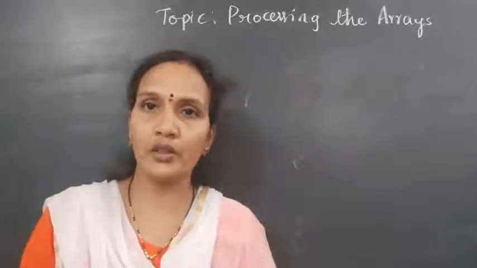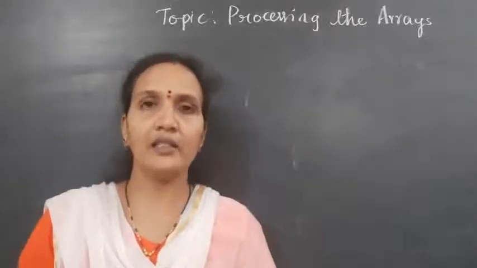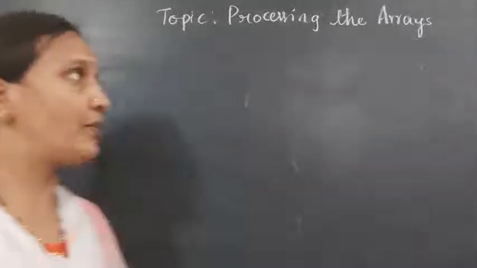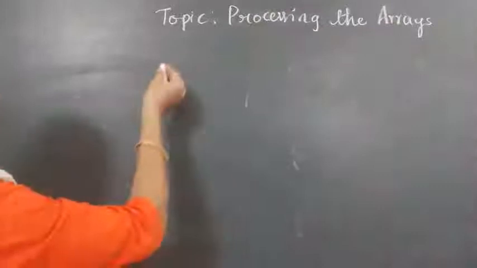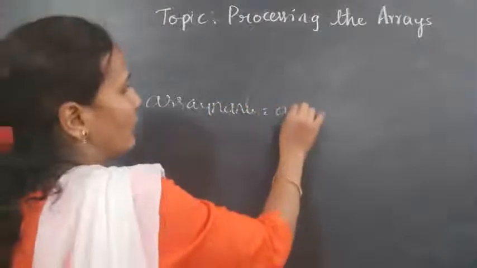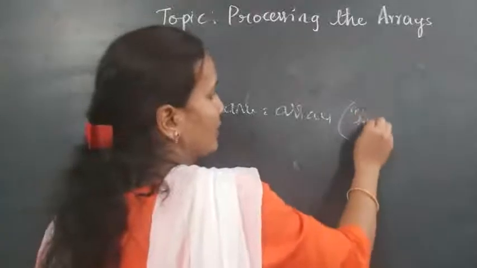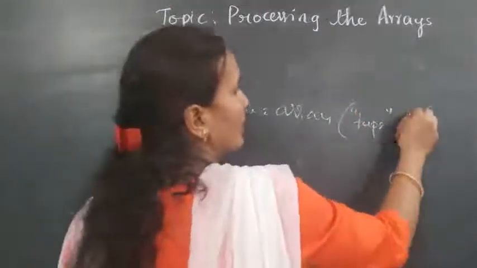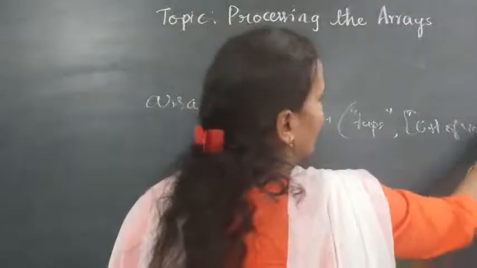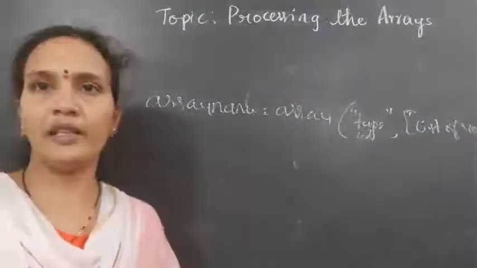Before going into the functions which can be operated on arrays in Python, first I will revise whatever topic I explained in the last class on arrays. So how to create an array? Array name equals array class, next the type code, comma, list of values. It is actually the type code. So this is the syntax for creating an array.